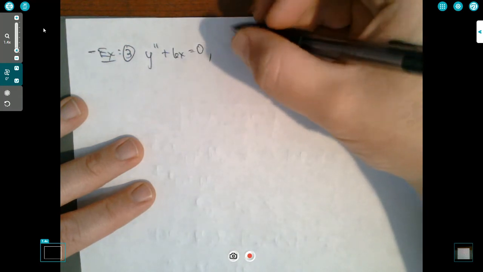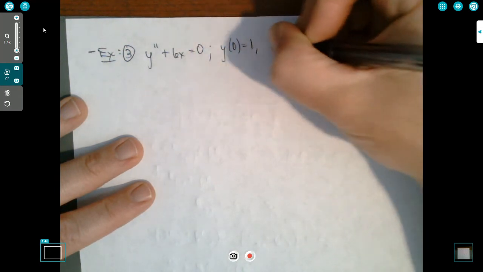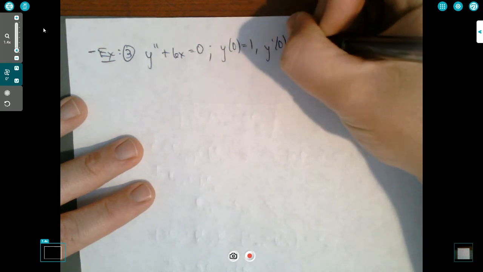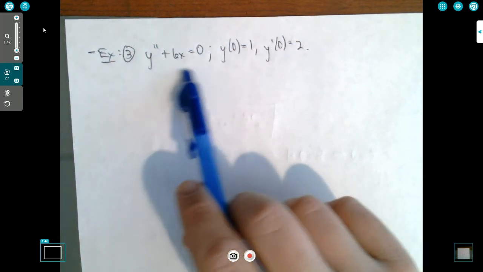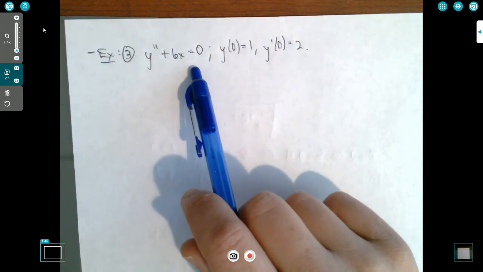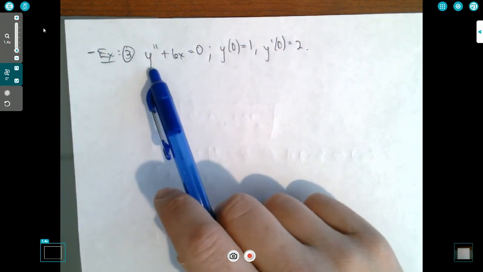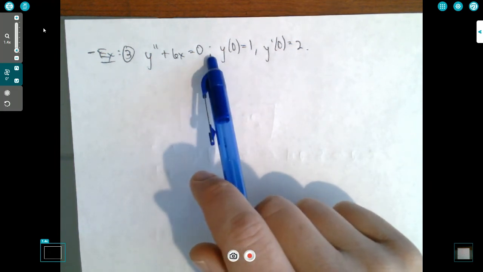And then our initial conditions, y of 0 equals 1, y prime of 0 equals 2. Okay. So looking at this differential equation, we need to solve for y such that y double prime plus 6x equals 0.